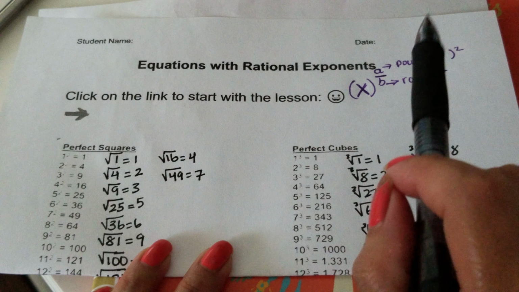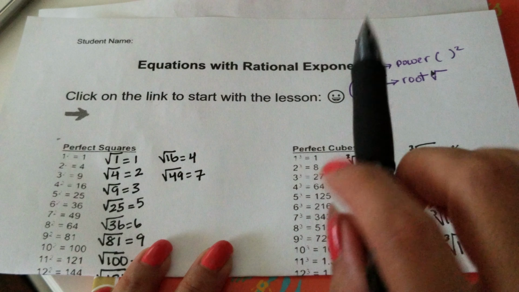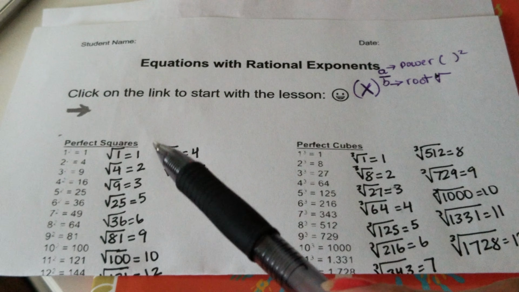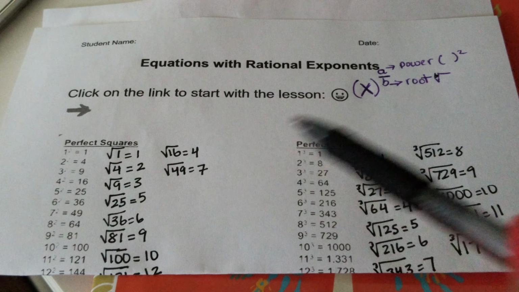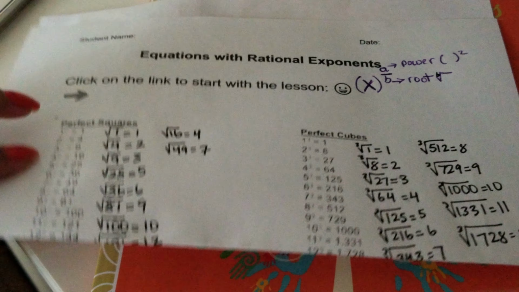So remember the flower. First, we need the roots, right? Before you get the power. So take the root first from the bottom number. And with that, we're going to be using perfect squares. Write down the square roots, perfect cubes, and the cube roots, okay? So let's start with number one.